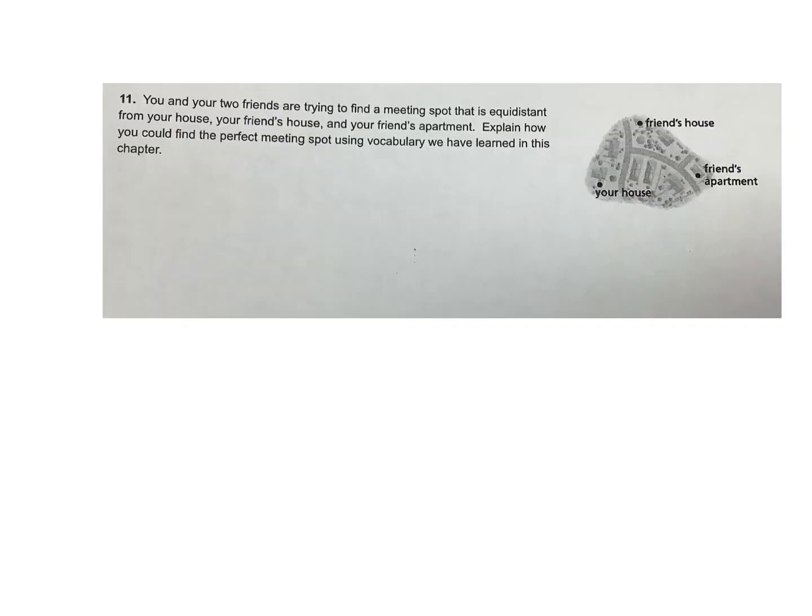You and your two friends are trying to find a meeting spot that is equidistant from your house. Okay, so there's your triangle. To be equidistant to the corners, you need circumcenter. And that's all you really need to say. You could explain it any way, but unless you said perpendicular bisector or circumcenter, you don't get anything.